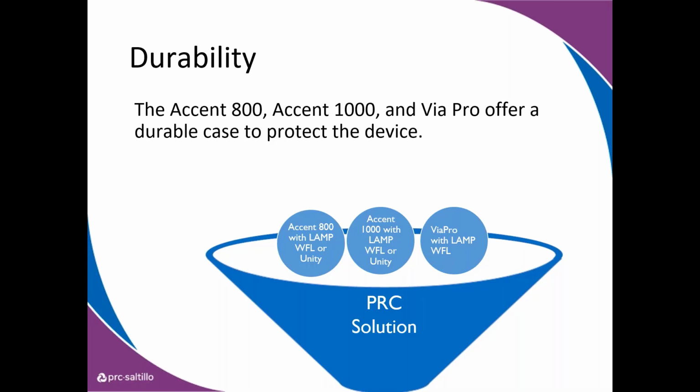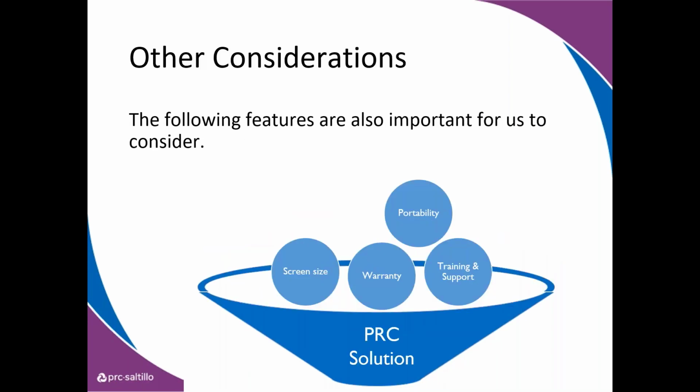So now here you can see that we have two sizes of the Accent here and that VIA Pro. So the Accent 800, the Accent 1000, and for those we're looking at LAMP Words for Life or the Unity vocabulary. And then on the iOS device, the VIA Pro, we're looking at LAMP Words for Life. So we've narrowed down these options, ruled a couple things out here.